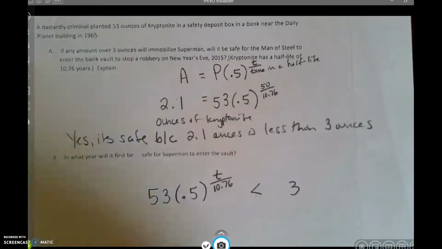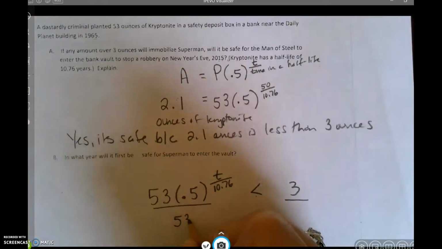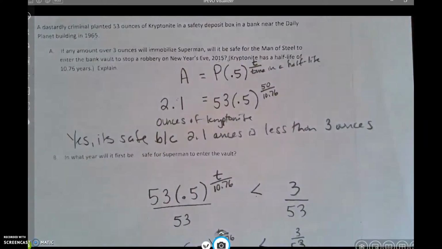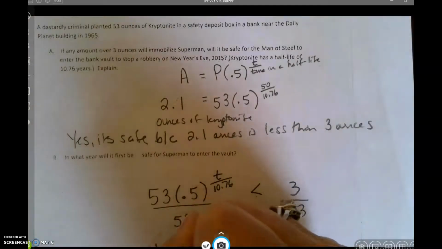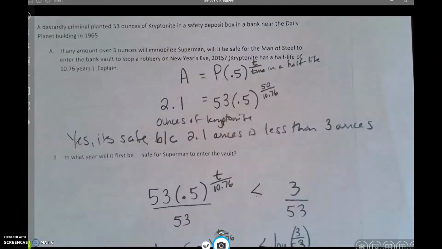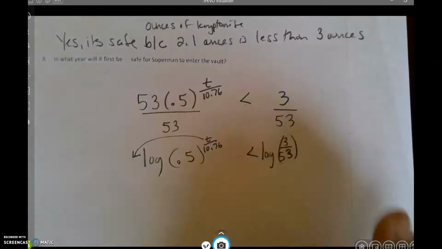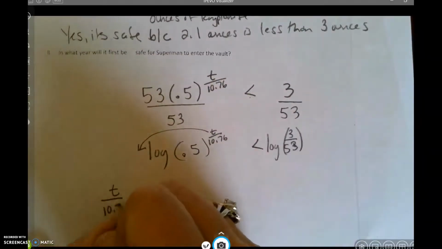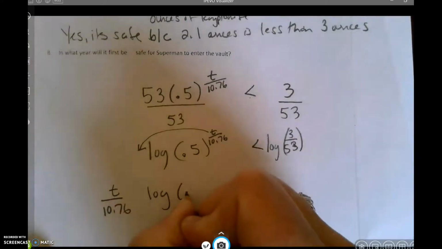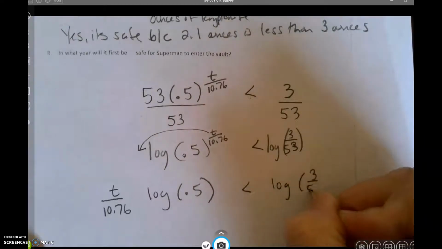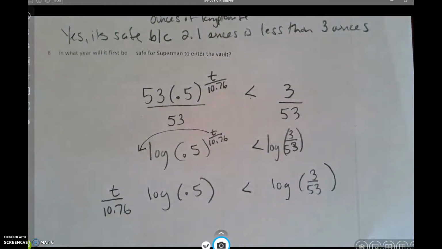Alright, so let's start solving. I'm going to divide both sides by 53. Then I get 0.5 to the t over 10.76 is less than 3 over 53. I'm going to take the log of each side. And then I'm going to move that exponent to the front. t over 10.76 times the log of 0.5 is less than the log of 3 divided by 53. Okay?